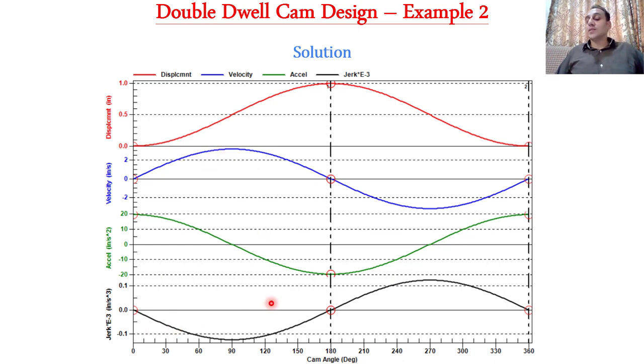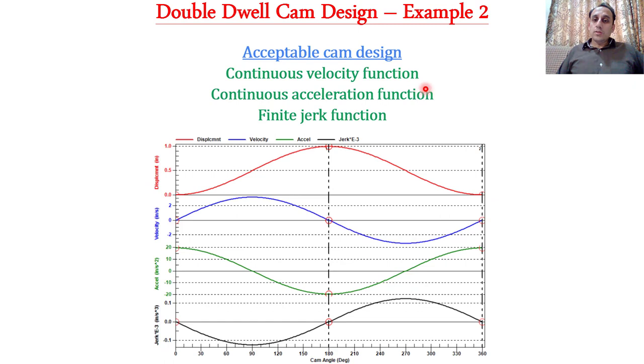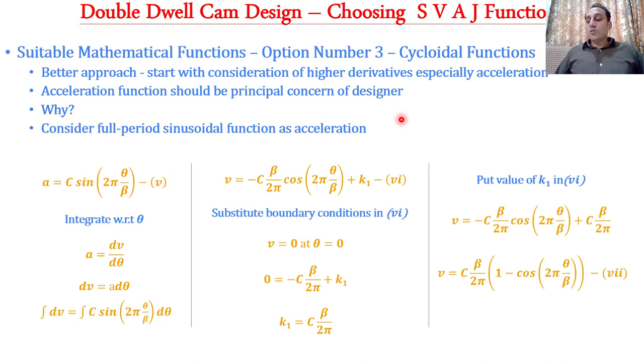So this cam design is acceptable, but this is not the cam design considered in the example. This is a simple cam, but we are not talking about this one. We are discussing a cam design in which we have two dwells and a rise and a fall function. We are still unable to find a suitable mathematical function. So why is this acceptable? Because the velocity function is continuous, the acceleration function is continuous, and the jerk is finite. Okay, so now we will move to another mathematical function, which is the cycloidal function or the sine function. So now we are changing our approach.